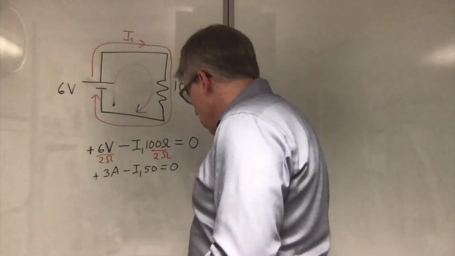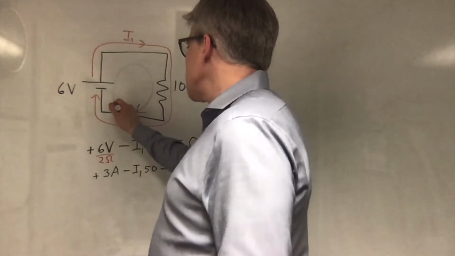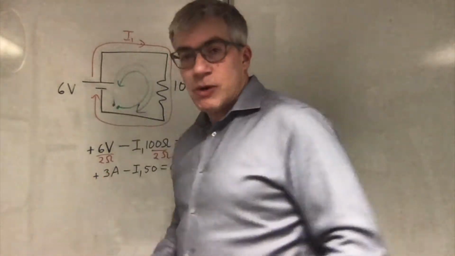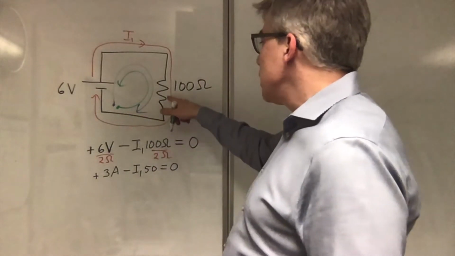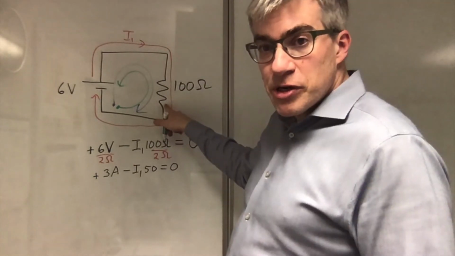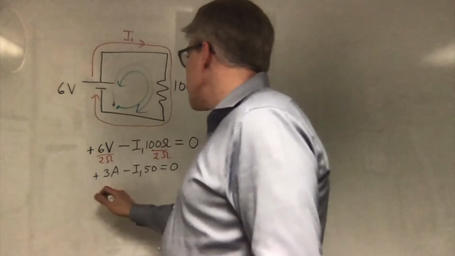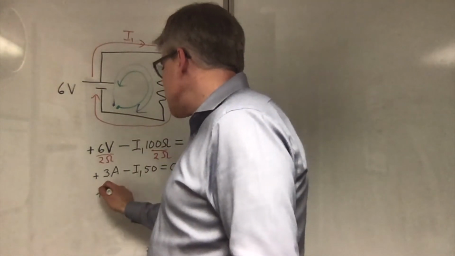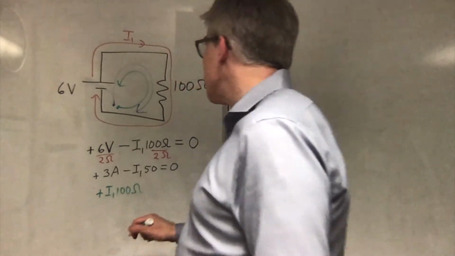All right, but what if we had gone the other way? What if I'd said, okay, I'm going to start here and I'm going to go counterclockwise? Well, if we're going counterclockwise, I go along this way, and the first thing I encounter is a resistor, but I'm going upstream. I'm kind of fighting the current here. So that's actually a plus IR, plus I1 100 ohms.